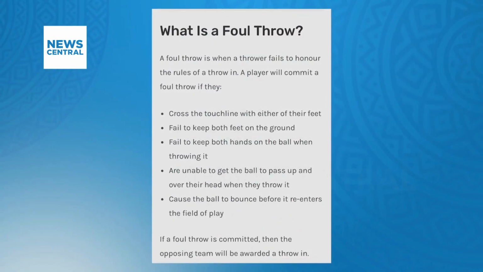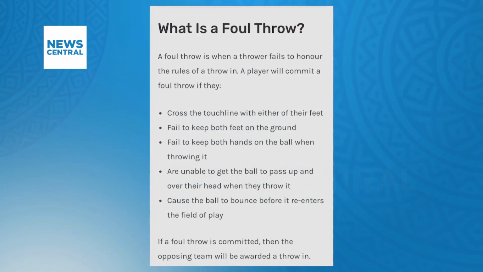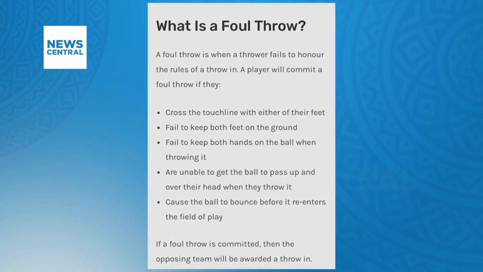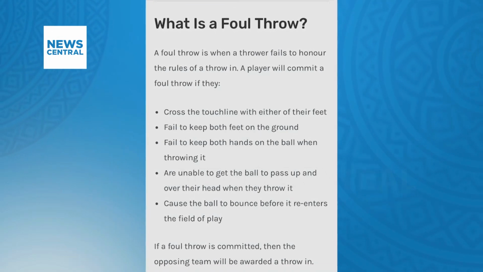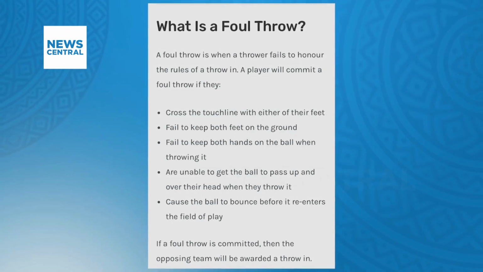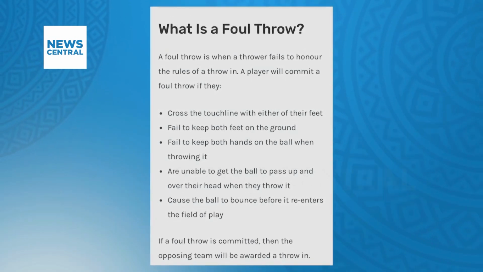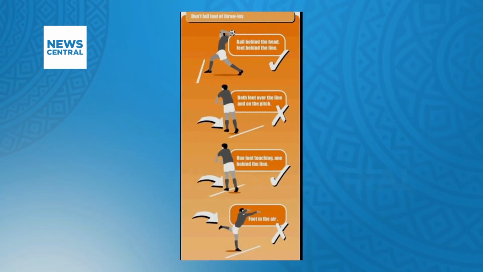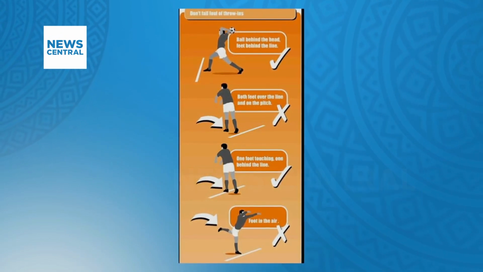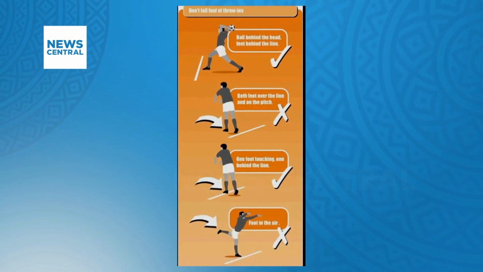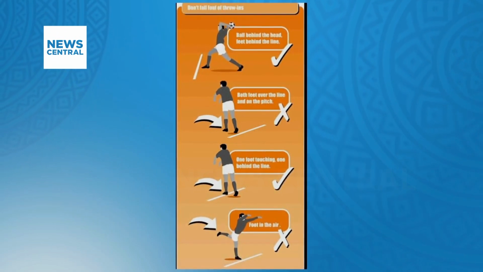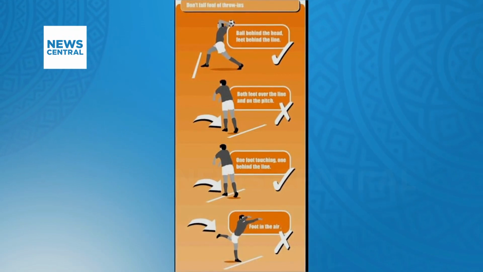Okay, Olimene, I'm sorry to butt in. The referee did say it was a foul throw-in. I did ask that question: what is a foul throw-in, according to the description of the NPFL referees? We could see on the screen that a foul throw-in is when a thrower fails to honor the rules of a throw-in. A player will commit a foul throw-in if they cross the touchline with either of their feet, fail to keep both feet on the ground, fail to keep both hands on the ball when throwing it, or are unable to get the ball to pass up and over their head, or cause the ball to bounce before it re-enters the field of play. If a foul throw-in is committed, then the opposing team will be awarded a throw-in.